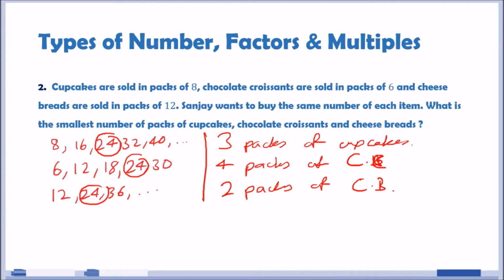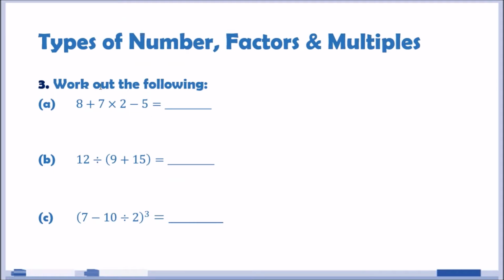Now let's move on to the next one. Here number 3, here we are. So here we're moving on to BODMAS. Now here they want us to work out the following. So here, let's have a look. We got 8 plus 7 times 2 minus 5. So following the rules of BODMAS, it's always brackets, then division or multiplication, then adding and subtraction. In other words, we look at times in before add and subtract.